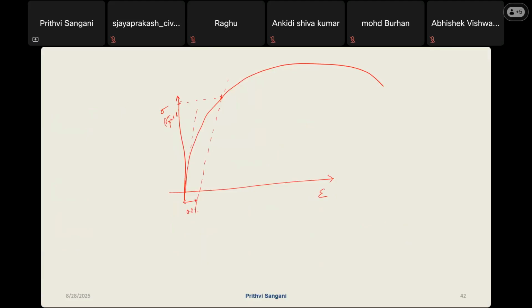So frankly speaking, you shouldn't call it a yield strain. You should call it a proof stress. And this initial slope, what is it called? This is nothing but Young's modulus, E, or the elastic modulus. And this is your yield stress.